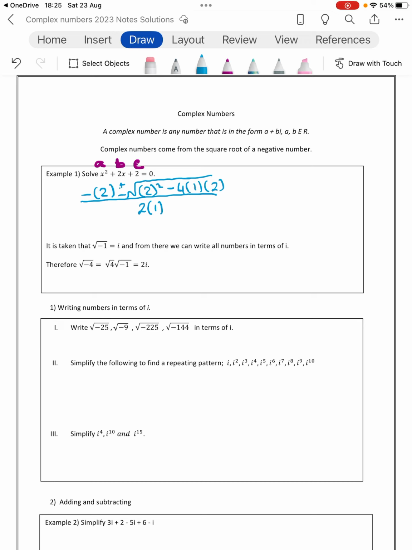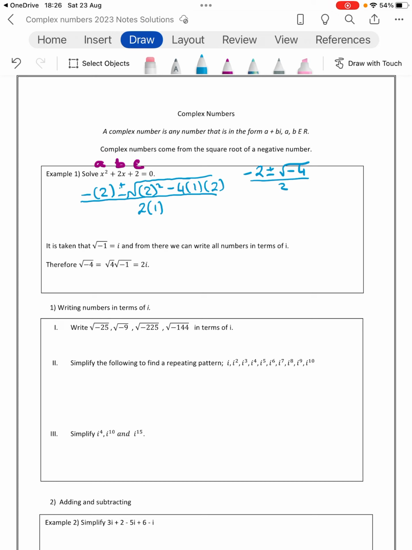So if I tidy this up a little bit and just do it out manually, I'll have minus 2 plus or minus the square root of negative 4 all over 2. The negative 4 underneath the square root is the complex number. Sorry, not negative 8, negative 4. So negative 4. So it's the negative there underneath the root that makes it a complex number, or makes it an imaginary number.